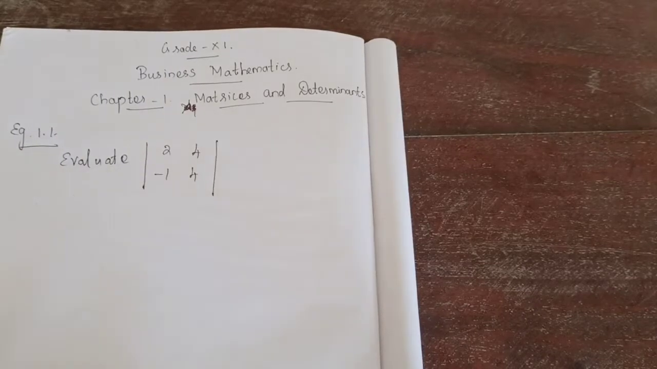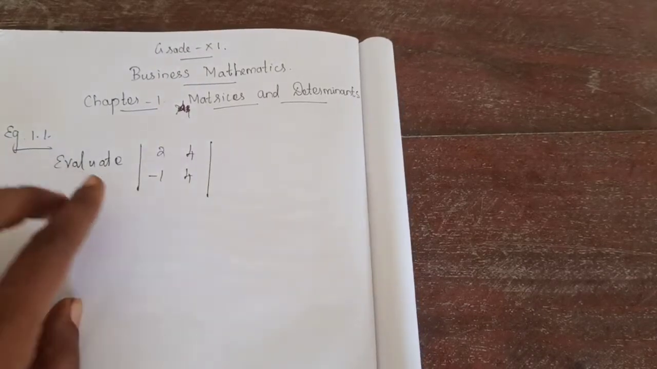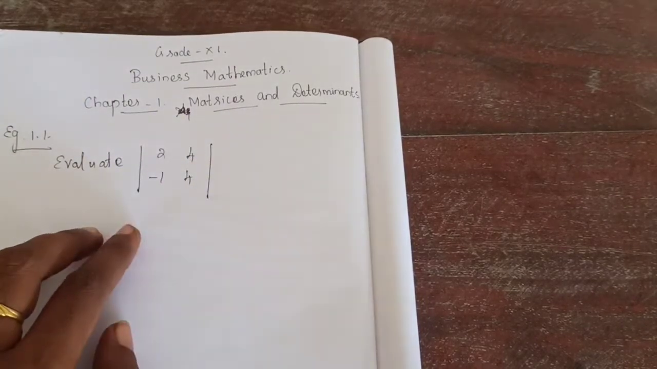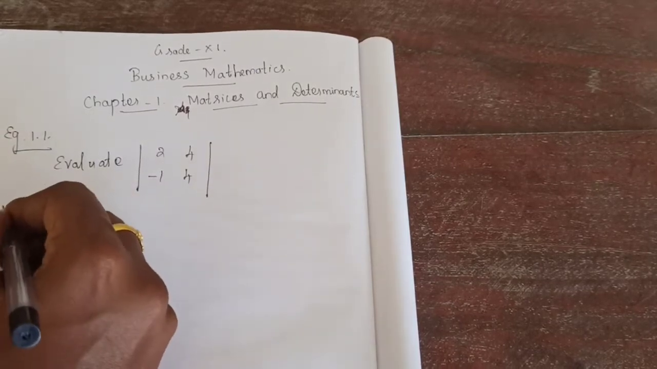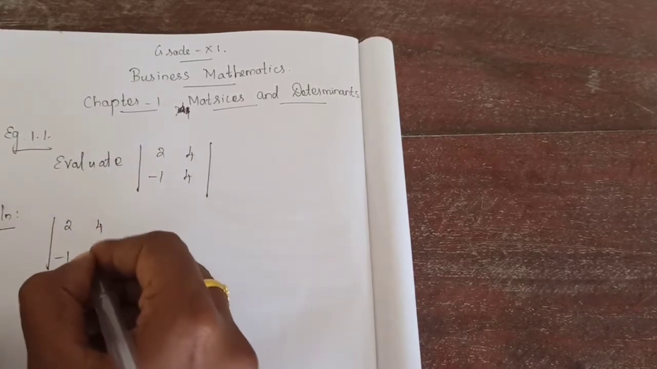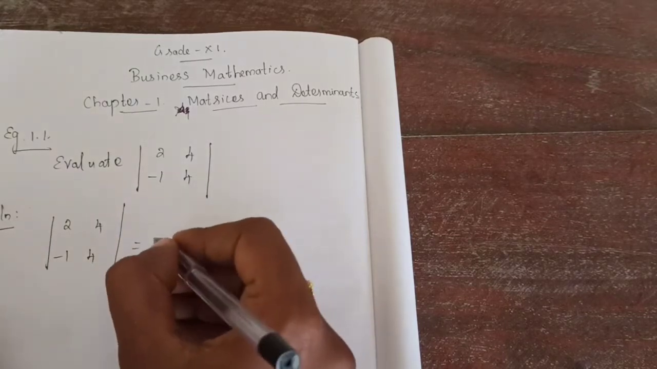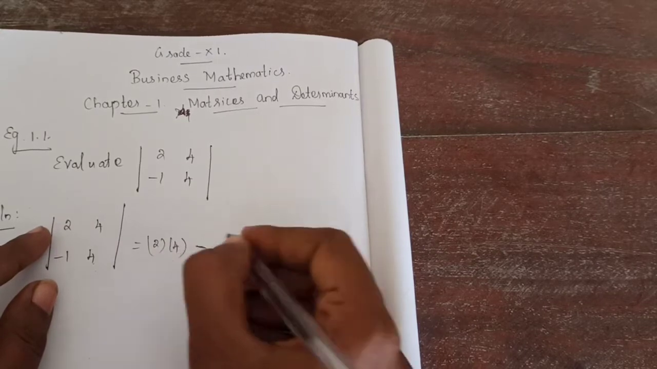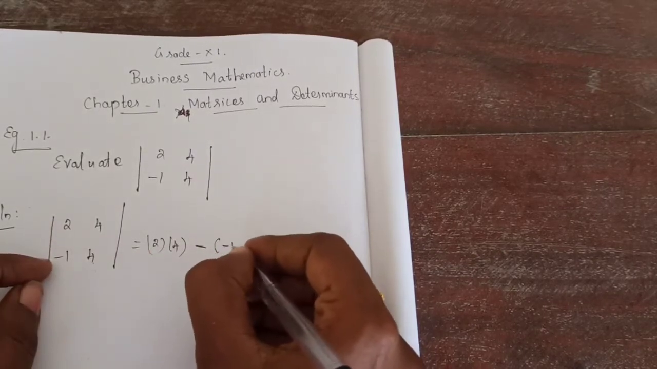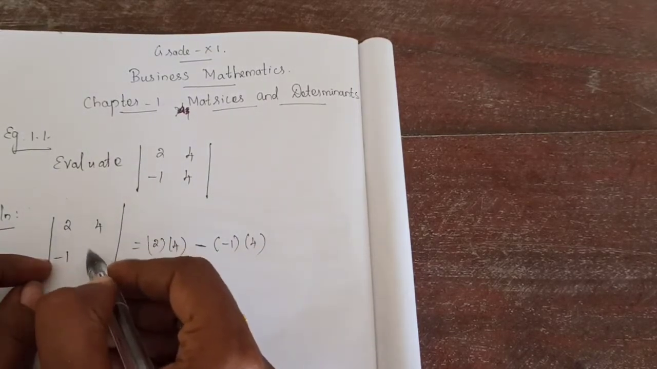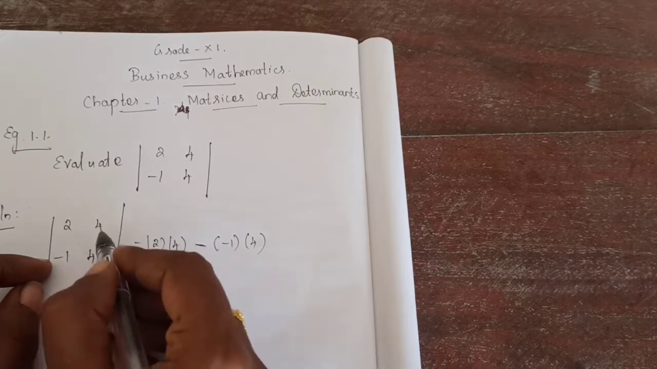Understand? Let's start from example 1.1. So evaluate the determinant 2, 4, minus 1, 4. See the symbol, determinant. Okay. So the meaning is you need to find the determinant value. So, solution. I said this, right? We just cross multiply. That is 2, 4, minus 1, 4. Okay. So how will it be? So 2 into 4. Is it right? So 2 into 4. In the center, minus. Okay. Already here one minus is there. So minus 1 into 4. Understand? So in the center it will be minus. Don't confuse. So from here to here, that is 2 into 4 minus of minus 1 into 4.